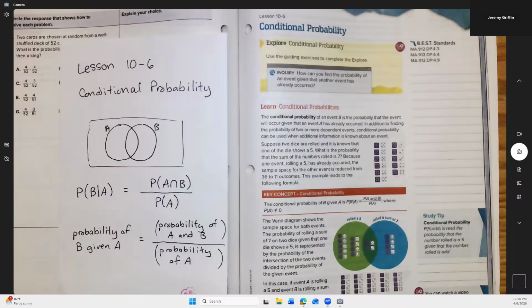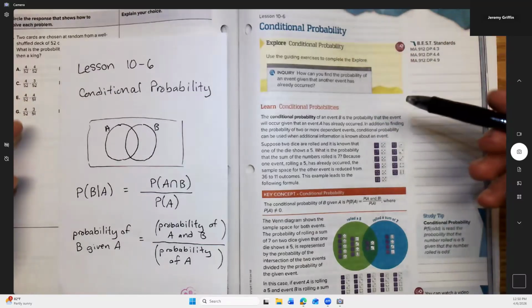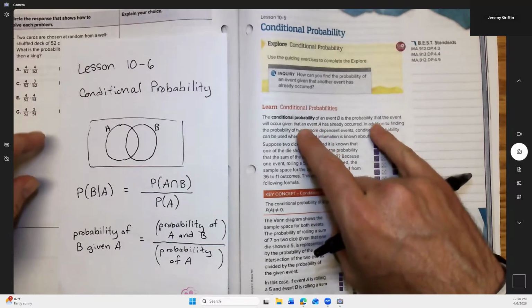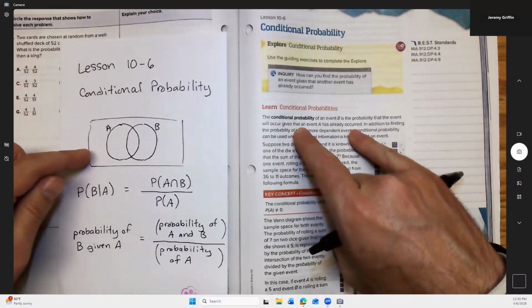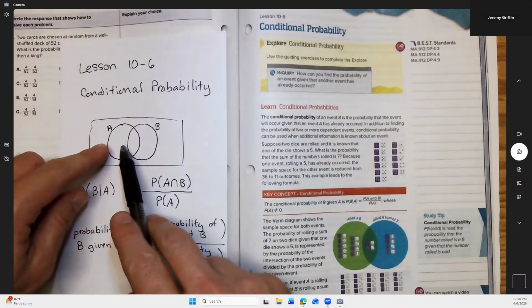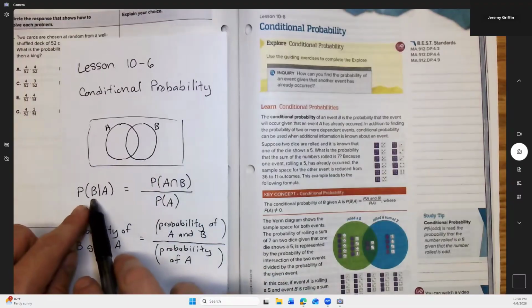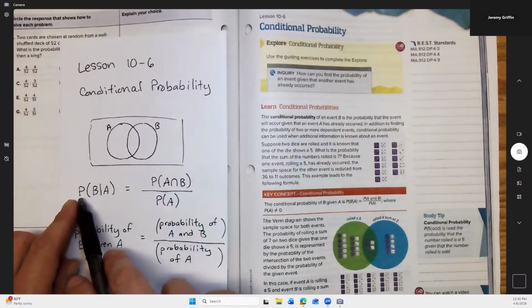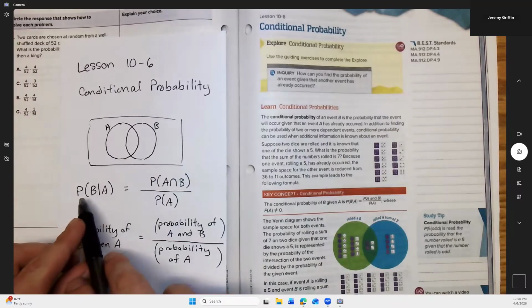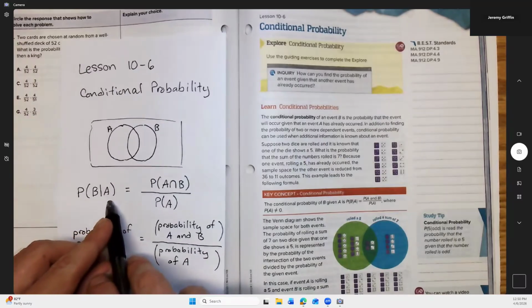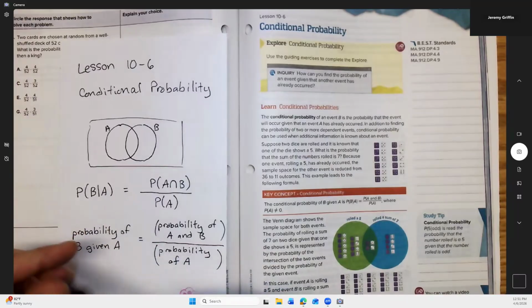Conditional probability. So we're looking at the probability of some event given that another event already occurred. If you have event A and event B, we'll look at this notation here. So how you get this is the probability that B happens given that A happened.